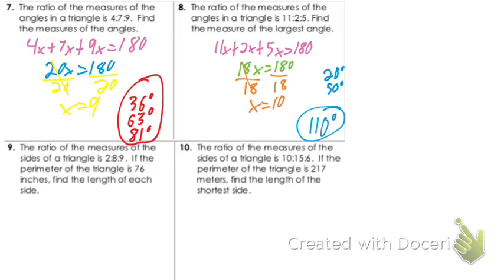All right. Any questions on number 8? No. All right, let's look at number 9. The ratio of the measures of the sides of a triangle. Are we doing angles right now? They're doing sides, okay? 2 to 8 to 9. If the perimeter of the triangle is 76 inches, find the length of each side.